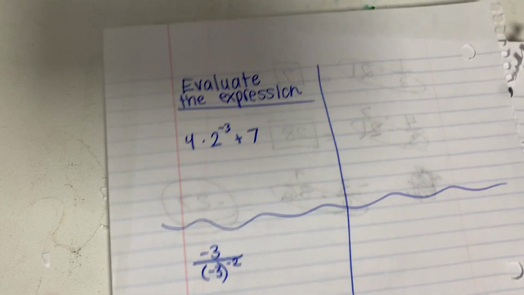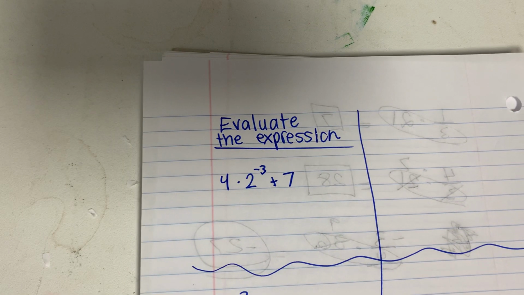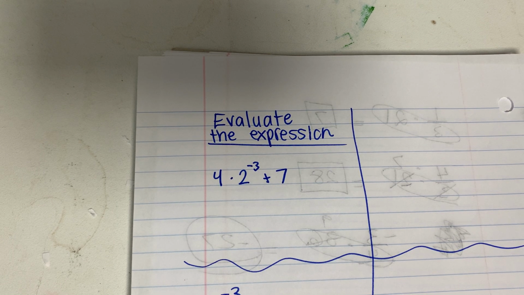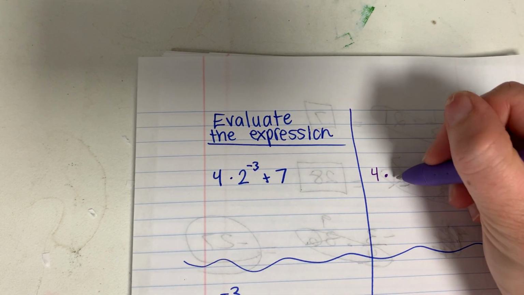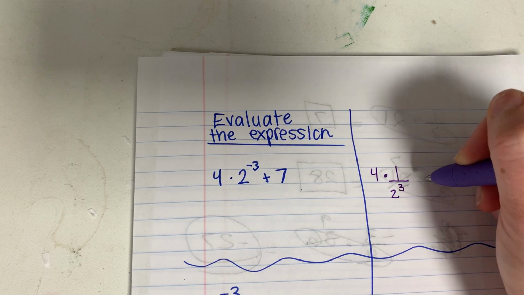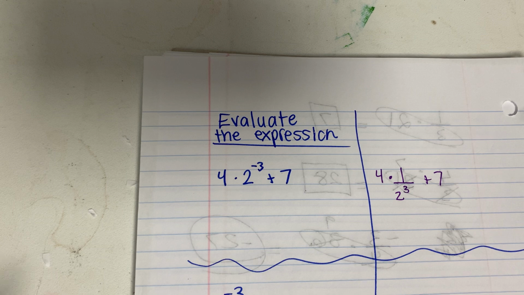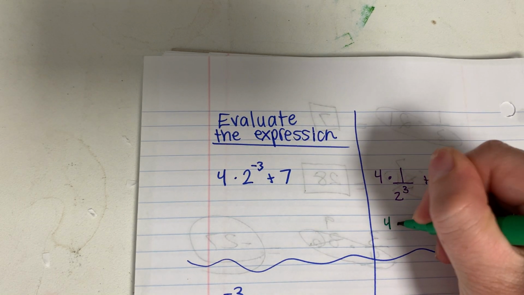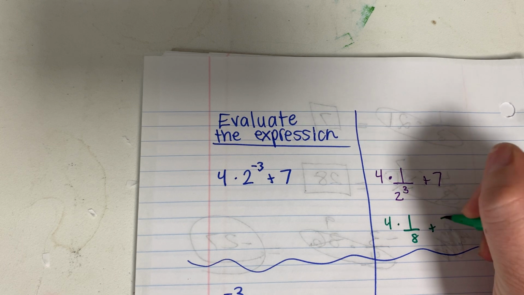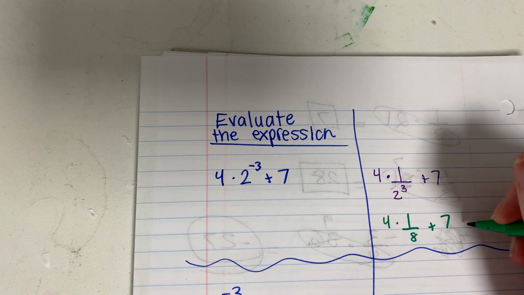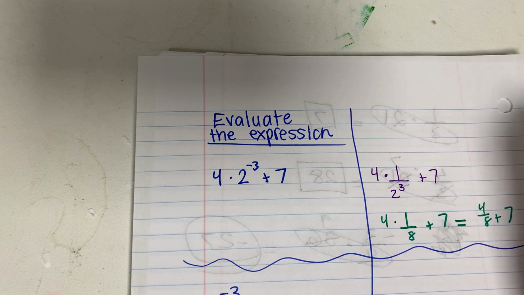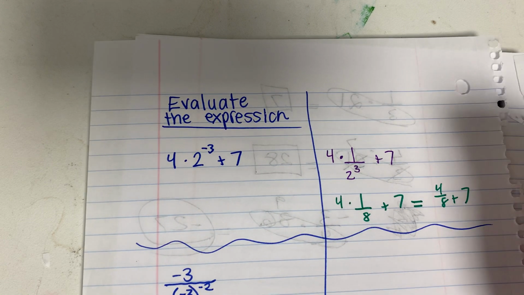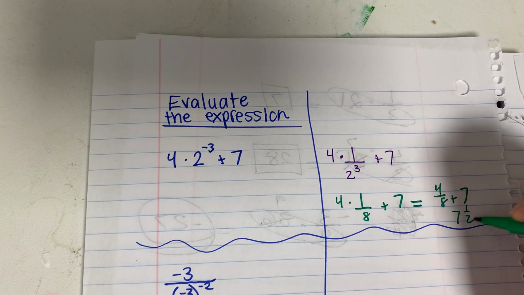All right, last 3 here. Evaluate the expression. So it doesn't say anything about exponents, so that means they want a number answer. I see a negative exponent, so I'm going to take that. And that becomes 4 times 1 over 8 plus 7. And I might run out of room here. I'm going to multiply these guys. 4/8 is the same as 1/2. 1/2 plus 7 is 7 1/2.